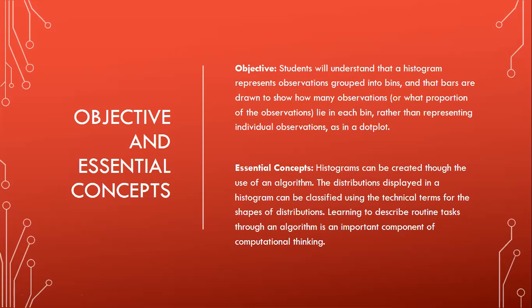the use of an algorithm. Now, an algorithm is just a set of a step-by-step rule system, okay? Now, we can create histograms based on an algorithm, okay? The distributions displayed in a histogram can be classified, using the technical terms for shapes of distribution. So we'll be learning that a little bit more in lesson 11.